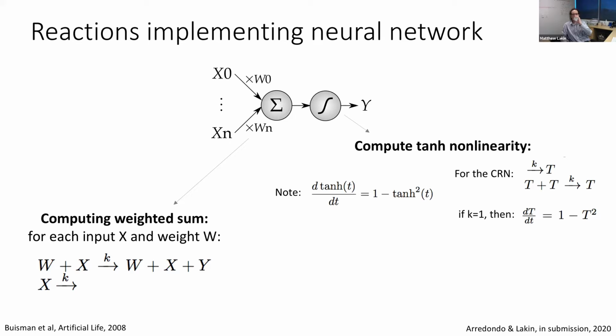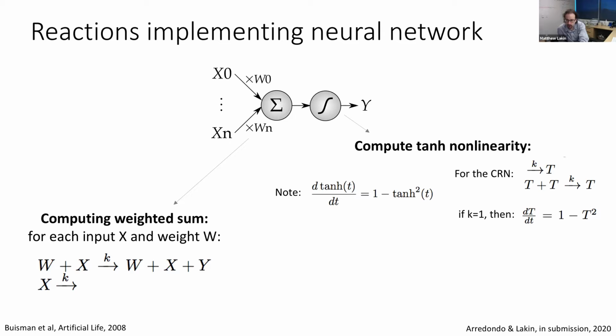if we form a CRN, and this bit is not due to us, if we form a CRN that looks like this, where T appears from nowhere, and T plus T collapses to a single T, and you can play tricks like this in these abstract CRNs because we aren't bound by the laws of chemistry, I suppose, then the first derivative of capital T with respect to time is 1 minus t squared. In other words, this thing traces out the hyperbolic tangent, or the positive arm of it, over time.